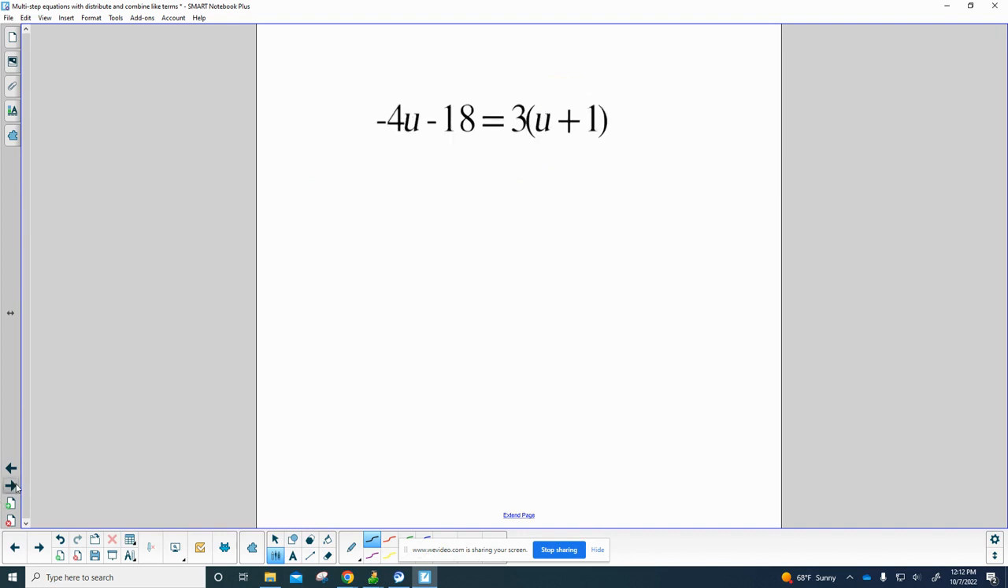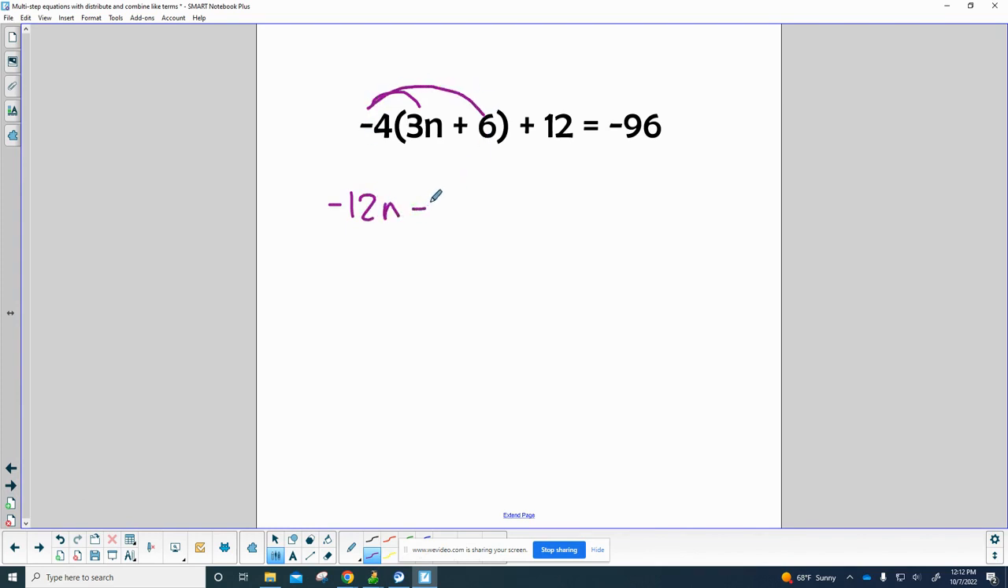Okay? All right. Let's see, that one looks a lot like the last one we just did. Let's see the next one. Okay, this one looks a little different, maybe a little bit larger. So let's try this one. We don't need to do every example every time. So we're going to distribute first. So negative 4 times 3 would be negative 12, and negative 4 times 6 is minus 24. All right, and then we still have plus 12 over here on the end equals negative 96.